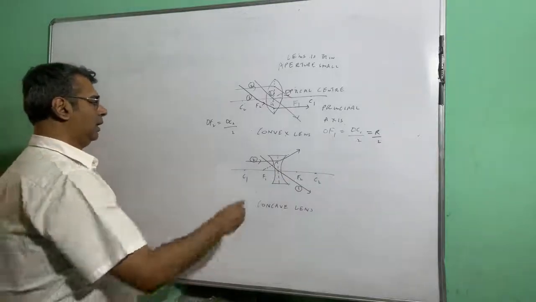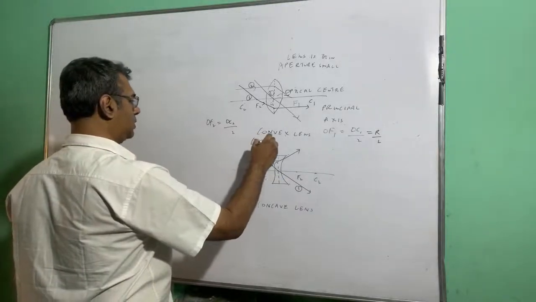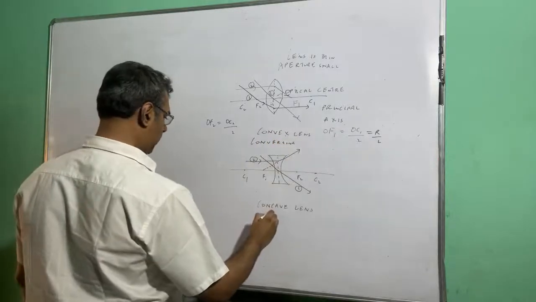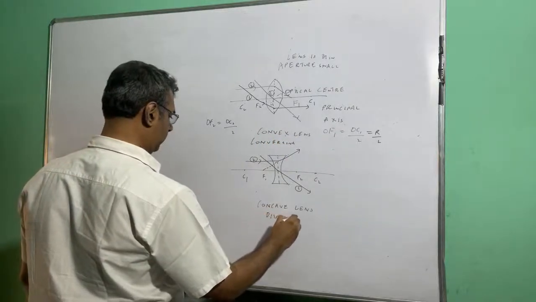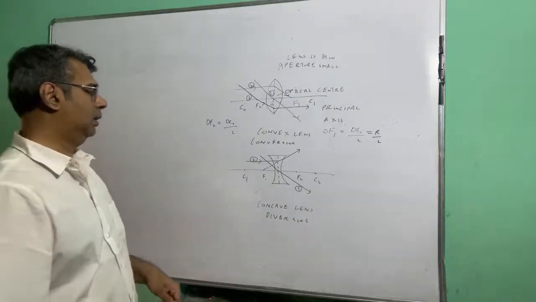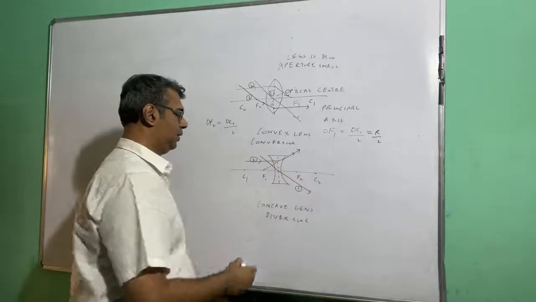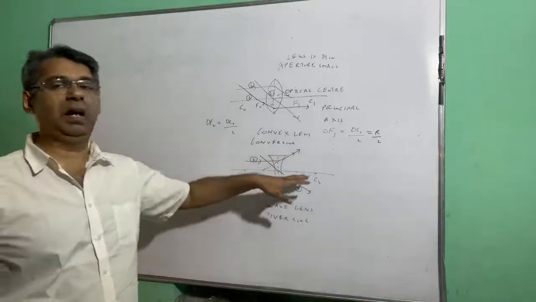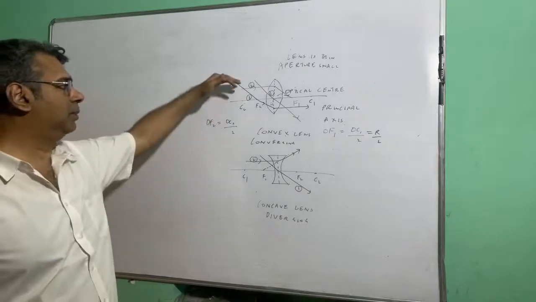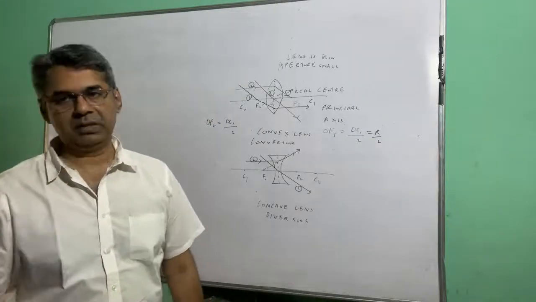So that is why convex lens is called converging and concave lens is called diverging. Because it appears that the concave lens is trying to send the ray away from the principal axis, diverging, and convex lens is trying to bring the ray closer to the principal axis.